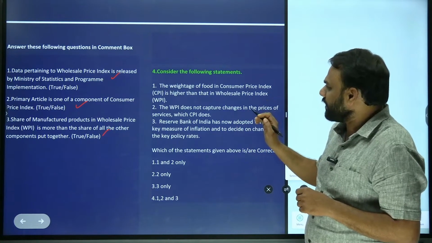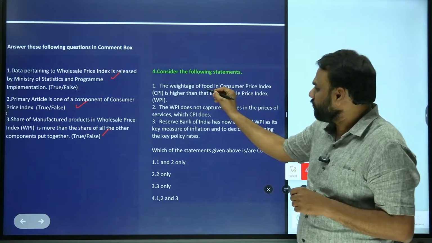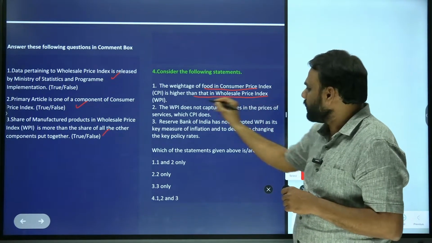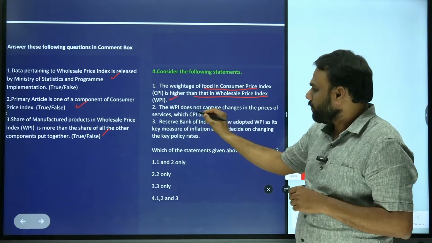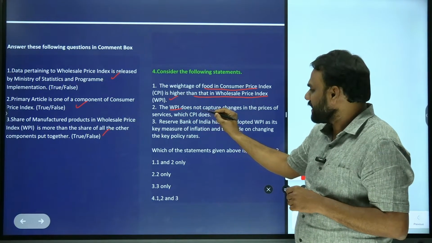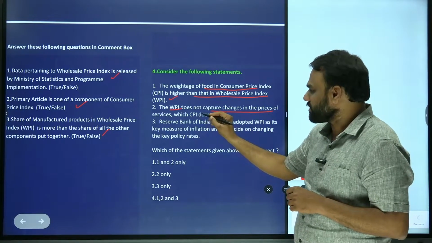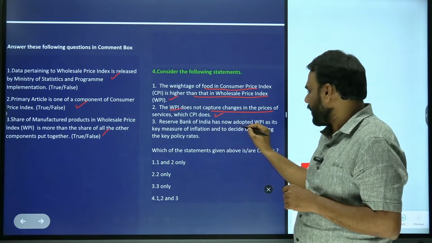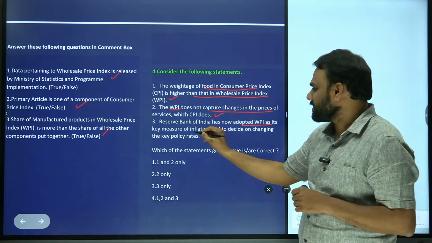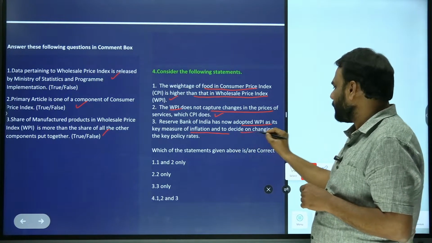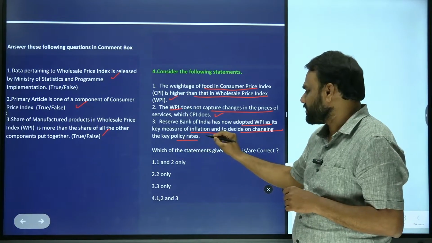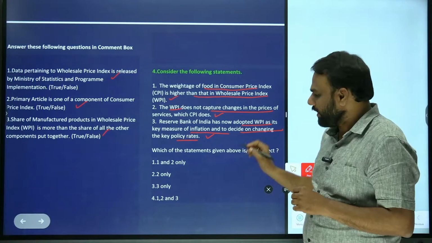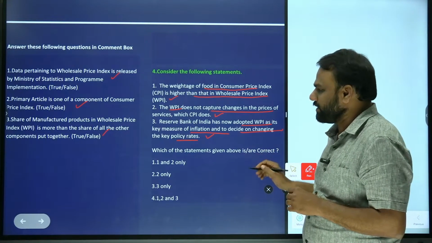So consider the following statements. First, the weightage of food in consumer price index is higher than that in wholesale price index. Second, the wholesale price index does not capture changes in the prices of services which CPI does. Third, Reserve Bank of India has now adopted wholesale price index as its key measure of inflation and to decide on changing the key policy rates. Which of the statements given above are correct? 1 and 2 only, 2 only, 3 only, 1, 2 and 3.